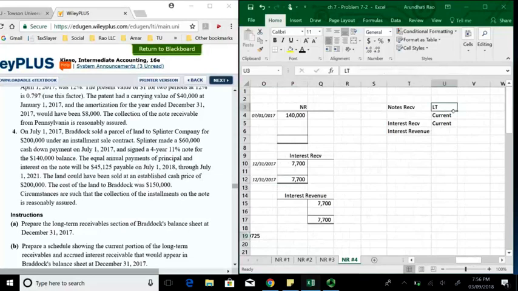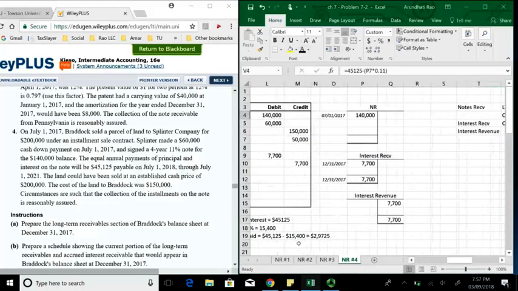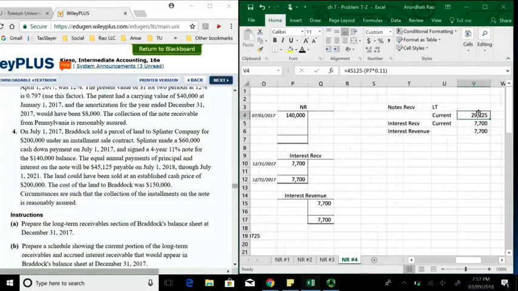I have notes receivable. A part of it is long term, a part of it is current. I have interest receivable, that's current. I know that number, 7,700. I know how much goes into the income statement, that's easy. I need to calculate the current and long term portion. So the current portion is this number that we had over here, this 29,725. That's the current portion, which means the remainder is long term. So when you add up these two numbers, you will get the $140,000.